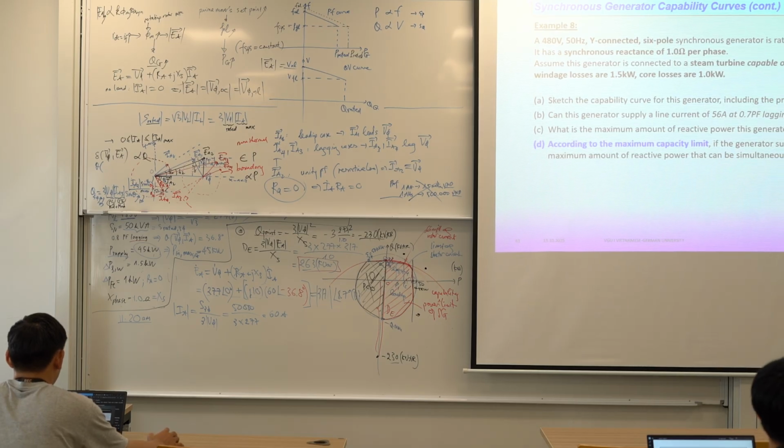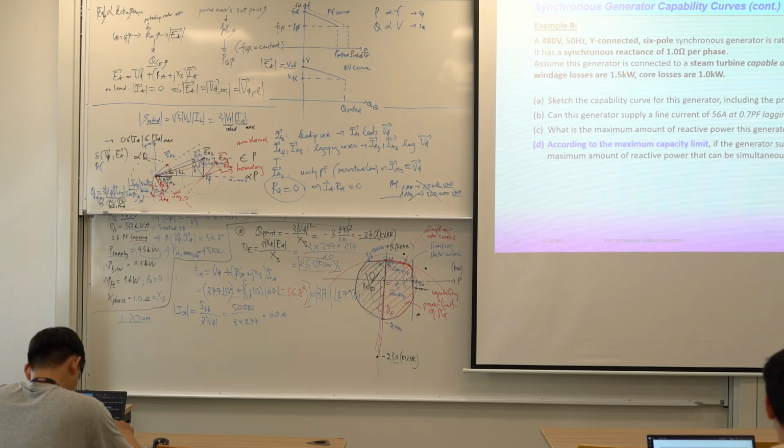So question C. What is the maximum amount of reactive power this generator can produce? Of course, we can produce Qg equal to Qg max, and you get how many? 33 kVAR. So if I would like to keep 56 ampere, I need to modify the power factor to make sure we can operate with this load.